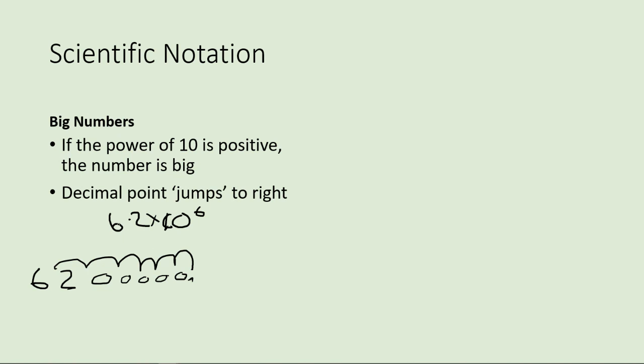So 6.2 times 10 to the 6 is 6,200,000. That's what we mean by jumping to the right. You take your decimal point and you jump it the same number as the power. If it's a positive number, we go to the right.